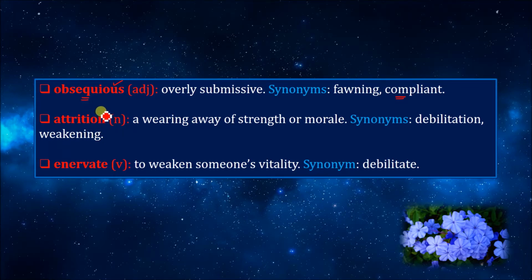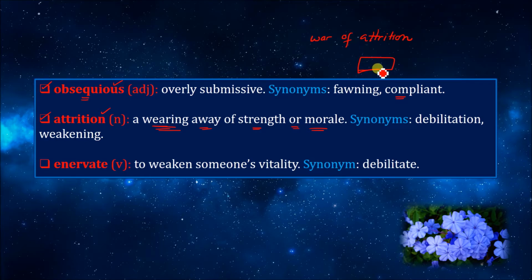This is a very important word, attrition. We did obsequious. Now, attrition is a wearing away of strength or morale, eroding away the strength or morale. This word is frequently used in the context of conflict or war. So, for example, somebody might say war of attrition. War of attrition means that both sides are growing weaker.